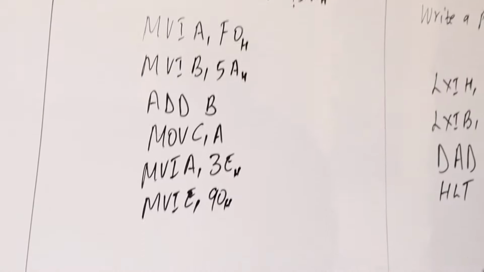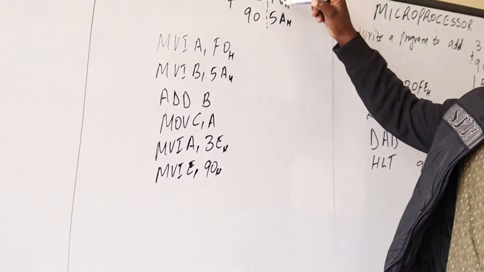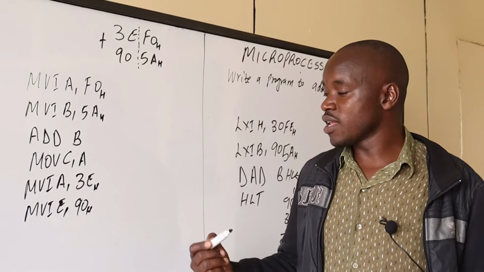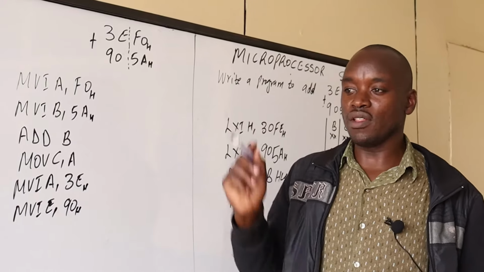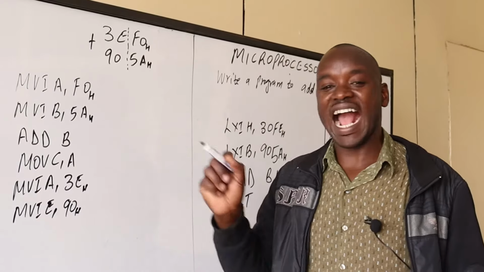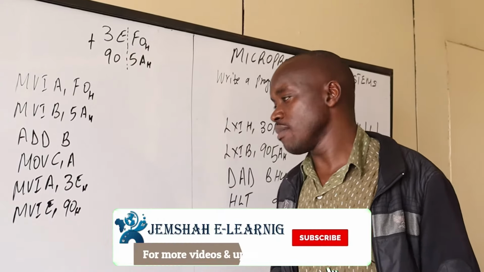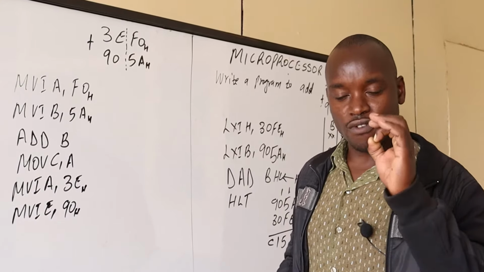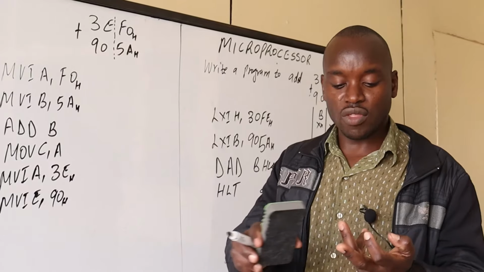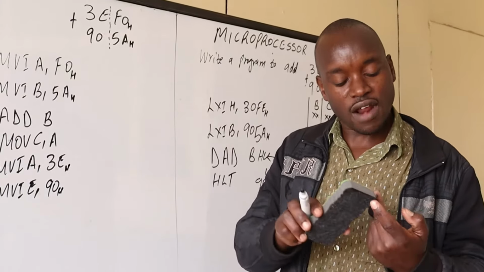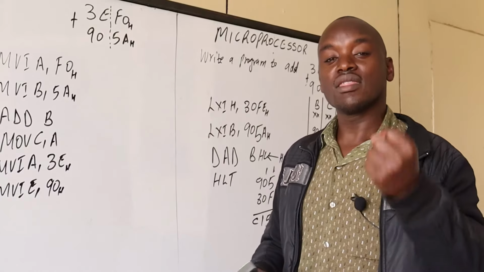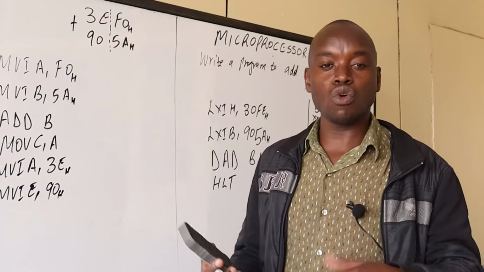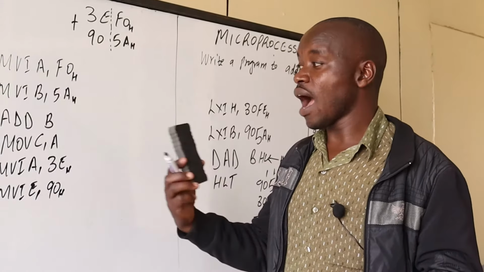So now before I add this, I have to check when I was adding F0 and 5A, was there a carry? If there is a carry, then I should remember to add with an instruction which remembers a carry in the carry flag. Remember, when we were doing the flag register, we talked about several flags: the carry flag, the auxiliary carry flag, the parity flag, the sign flag and the zero flag. So if there's a carry, we agreed that the carry flag would be set, at logic 1, indicating a carry has occurred.